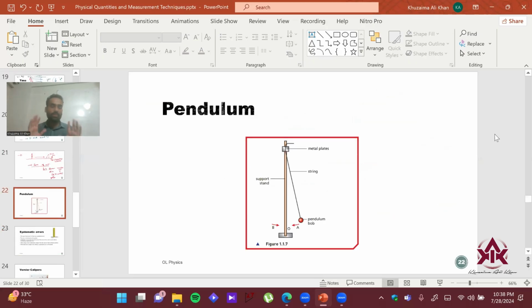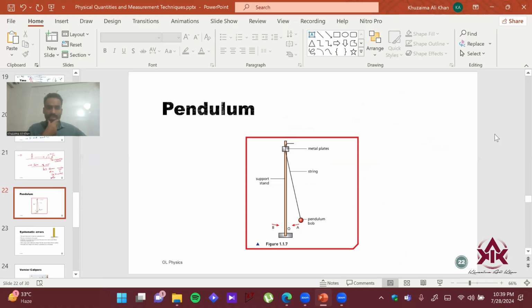So we have one experiment which is used to measure time periods. You must have seen this in labs, and this basically comes in your exams. Let's say you have a pendulum setup. How do you measure the time period for one oscillation?